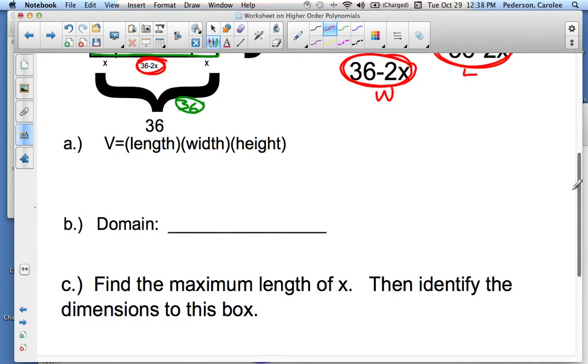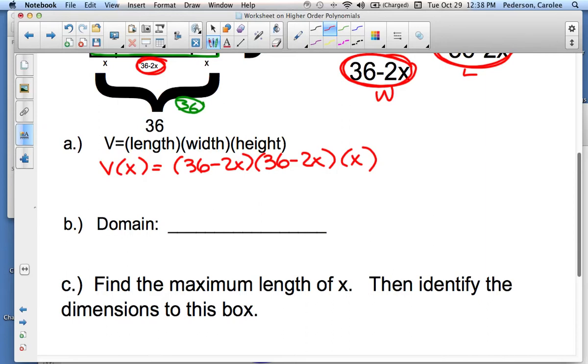So we say V of x equals the length, the width, and then the height. So here it is in factored form. If we wanted to take the time to FOIL it out, distribute it out, and get it into a cubic function, we could do so.